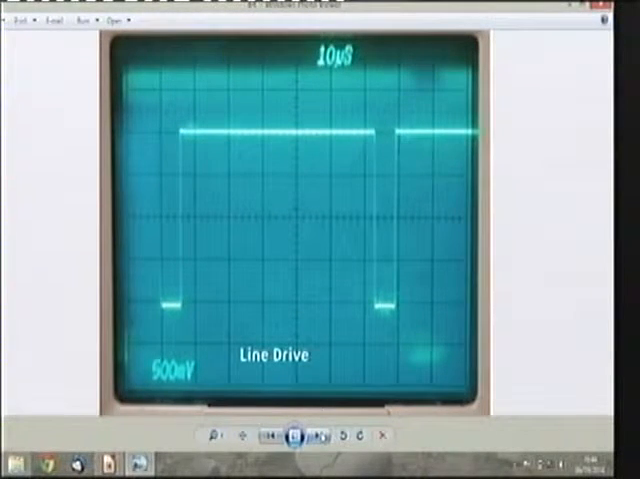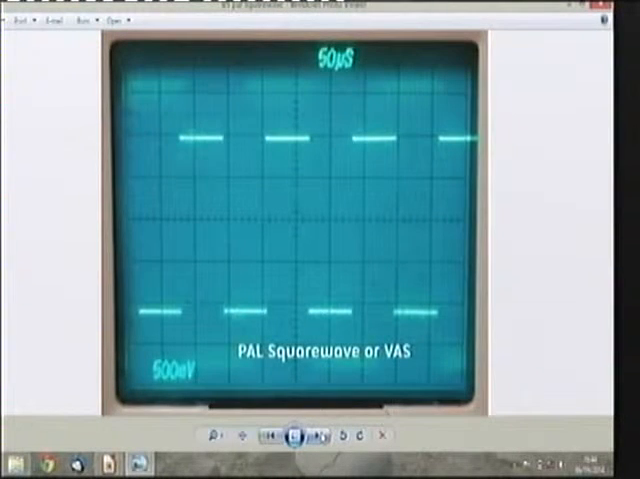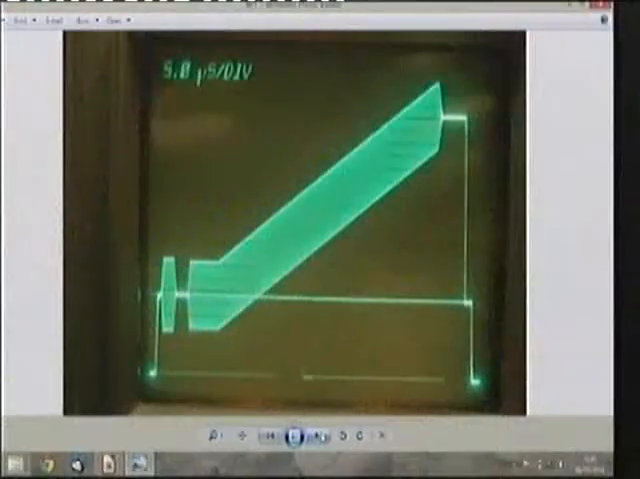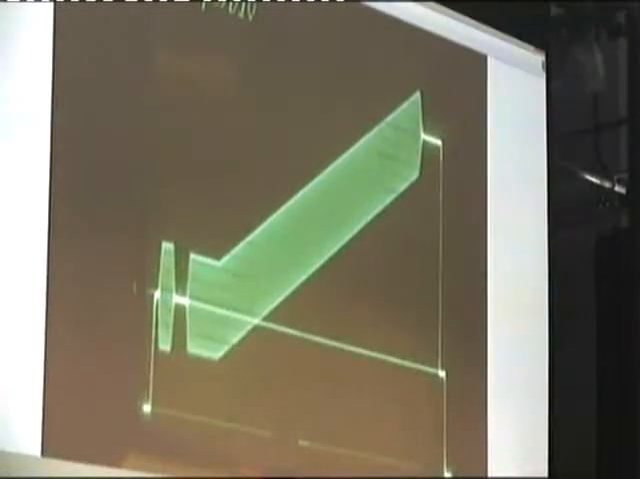Click. Similarly, line drive was distributed but now comes directly from the SPG in whatever bit of equipment it might be. Click. PAL square wave made locally. Click. And this is a test signal waveform. It's a sawtooth with subcarrier. It's not, strictly speaking, a colour signal. It hasn't got a proper colour, but what we're going to look at is the way that changes with amplitude.